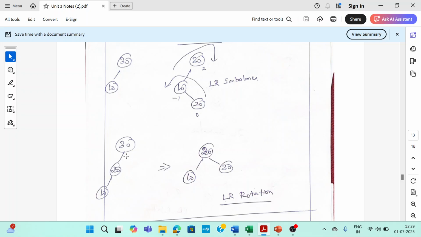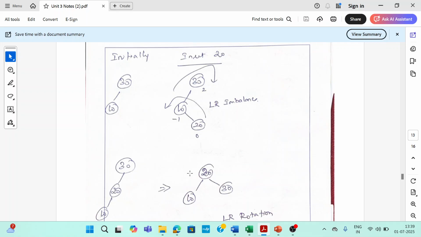Then I will perform left rotation over here. So I'll put a nail over here and then I'll pull the thread to the downside. So 30 comes down and 20 goes up and 10 comes in the left side. So this is called left right rotation. So here this is left right imbalance. To make it balanced, we will perform the right rotation first and then left rotation second.